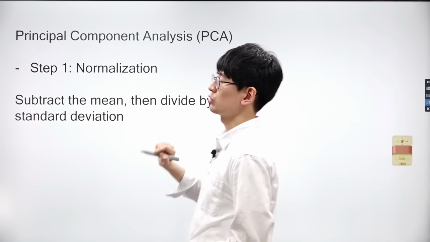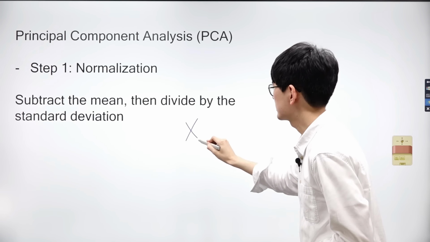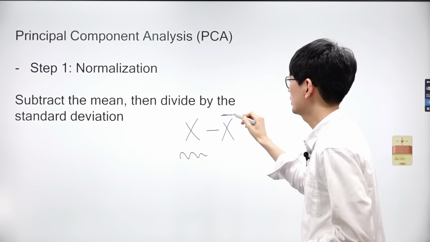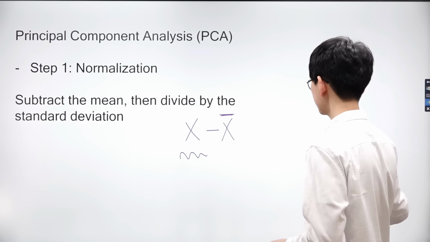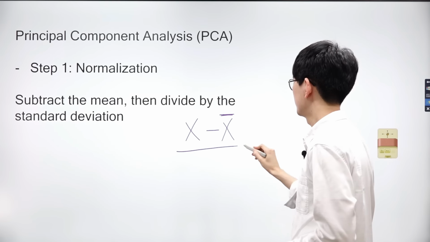First, we start by normalization. Suppose we have data x. To normalize the data, we subtract the mean of the data first, and then divide by the standard deviation of x.